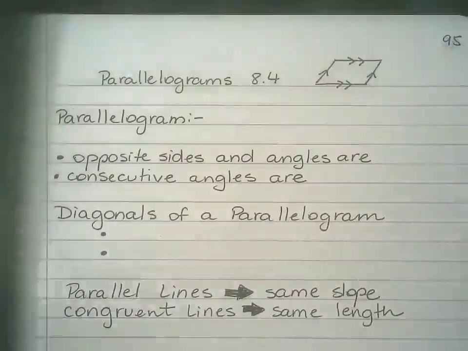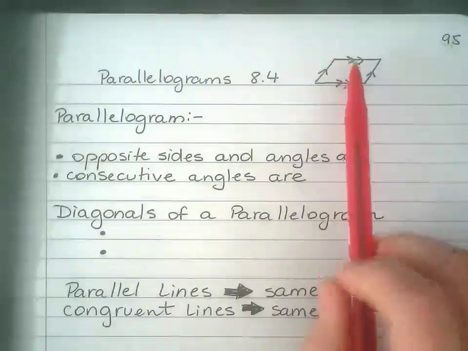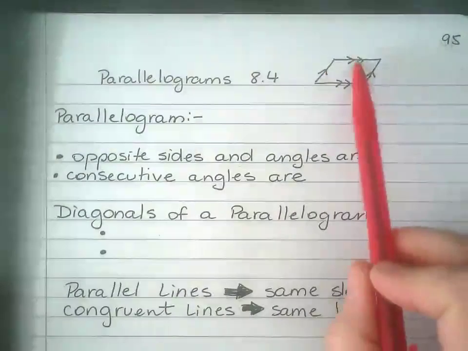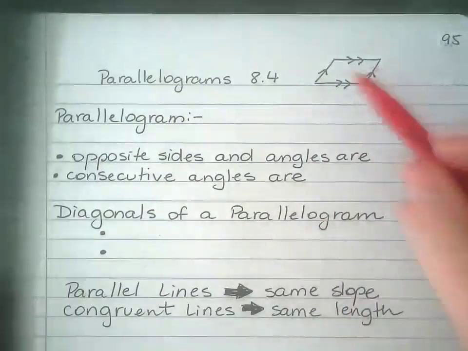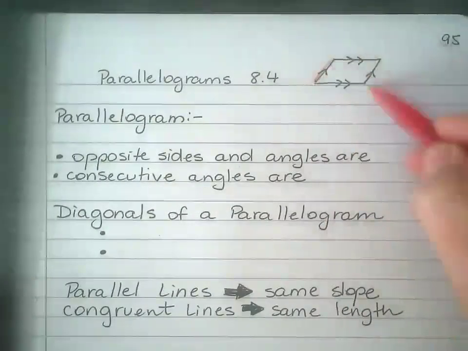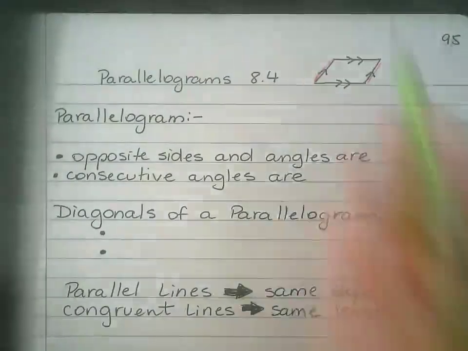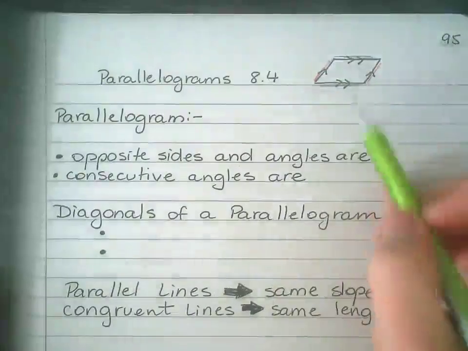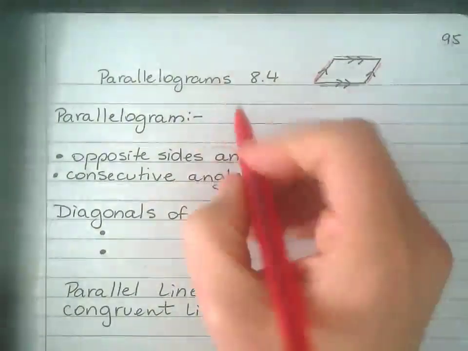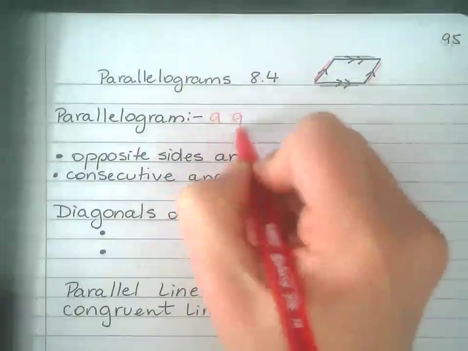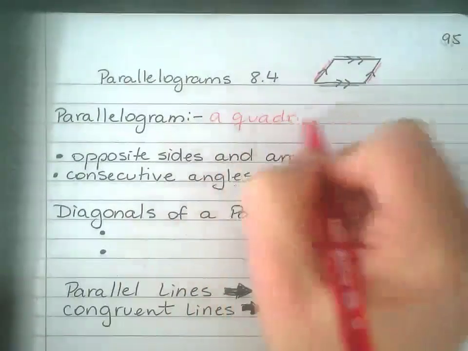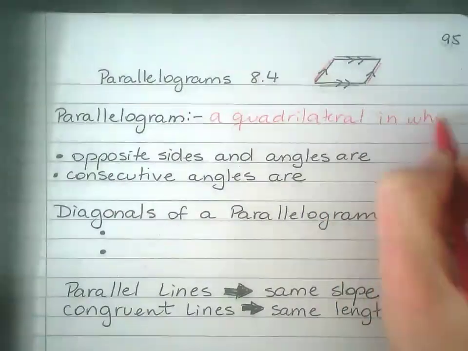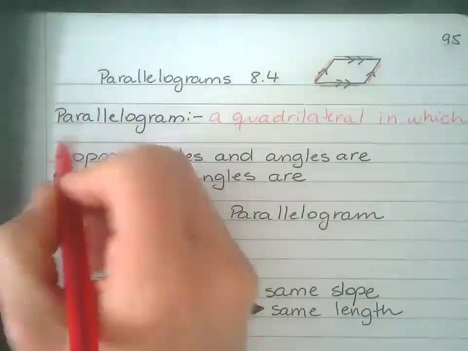So we're doing parallelograms. A parallelogram is a quadrilateral, 1, 2, 3, 4 sides, that has two sets of parallel lines. This line is parallel to this line. This side is parallel to this side. That's what these guys mean. So let's write this. A parallelogram is a quadrilateral in which opposite sides are parallel.